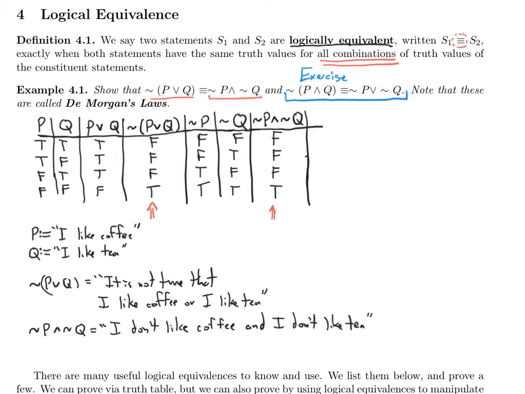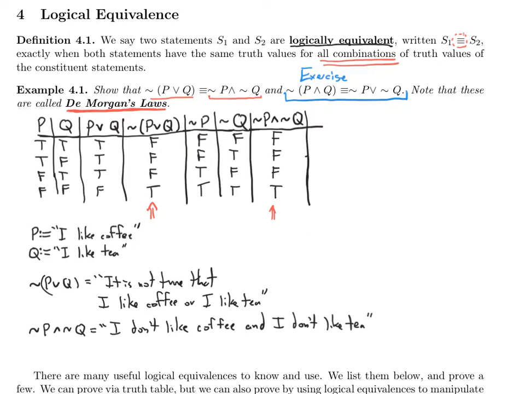And just check that you're getting the same truth table in both situations. If you are, then you're doing these correctly. And note that we do have words for these. We call them De Morgan's laws.